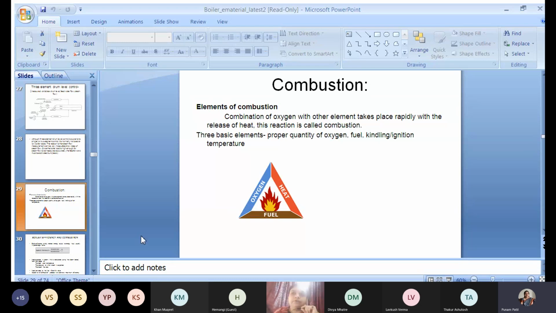That is solid fuel. Then kindling or ignition temperature. Kindling or coal, I am talking about the large capacity boiler. For small capacity, different fuels are used. We will come back to it. Kindling or ignition temperature क्या है? Kindling temperature मतलब the temperature at which the spark can take place. Okay? So that temperature is called ignition temperature or kindling temperature.